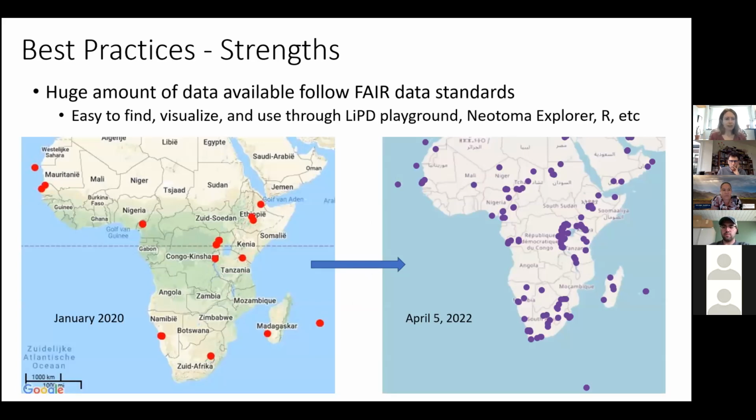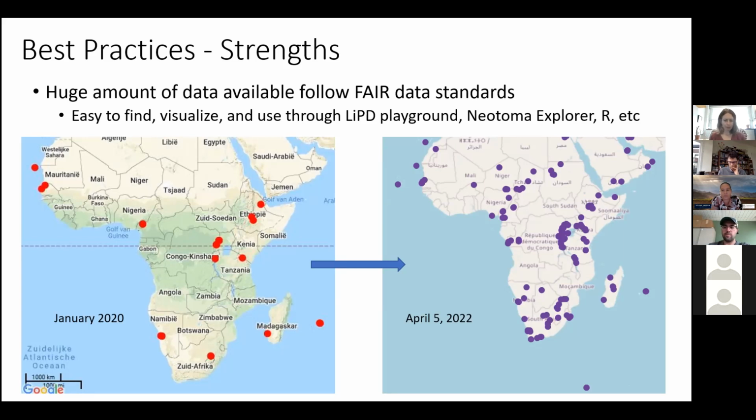So there are a lot of strengths, actually, as I've alluded to, based on the numbers that I told you of fossil pollen data sites, both in the APD standalone site as well as available on Neotoma. There's a huge amount of data available that follows these FAIR data standards. So the data is standardized, it's been validated, it's been cleaned, and it's open and available. So it's easy to find, it's easy to visualize. And you can use it interoperably with a lot of new tools like Lipid Playground, Neotoma Explorer, all sorts of different platforms.